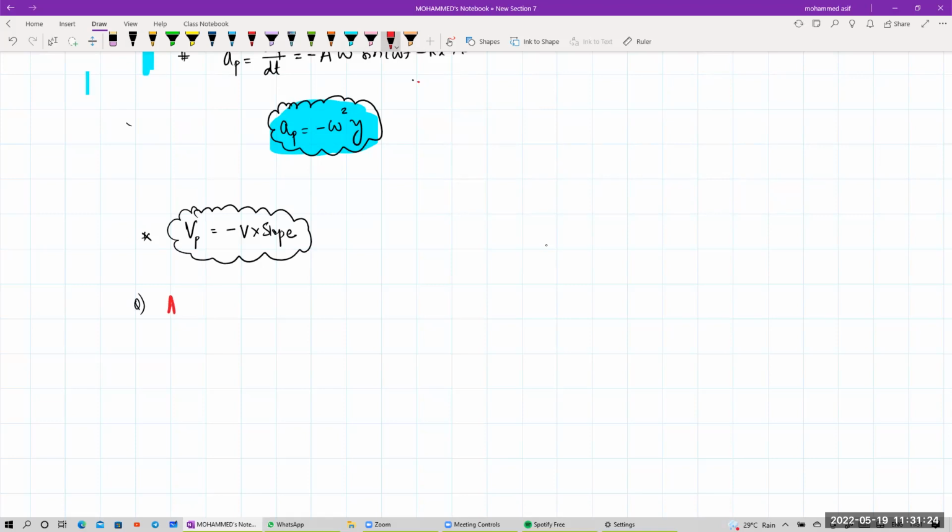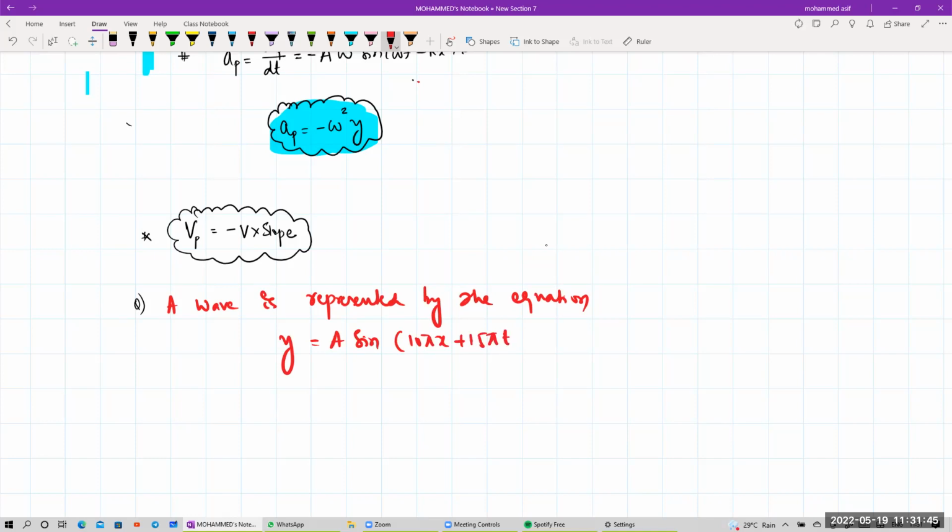Say, a wave is represented by the equation y is equal to A into sine of (10 pi into x plus 15 pi into t plus pi by 3). Okay, so now tell me what will be the wave speed? That means, is it moving in the positive x direction? And what will be the wavelength and the wave velocity? Can you simplify this one?